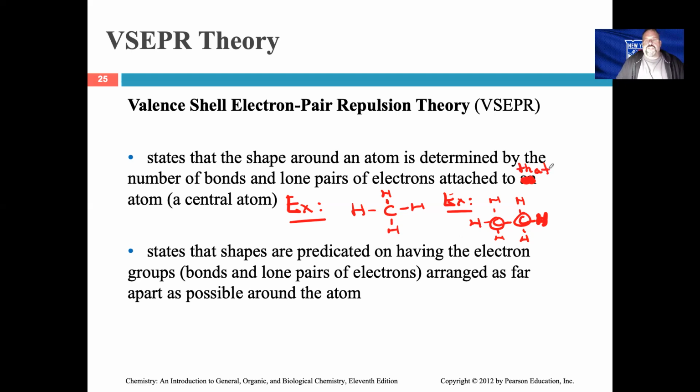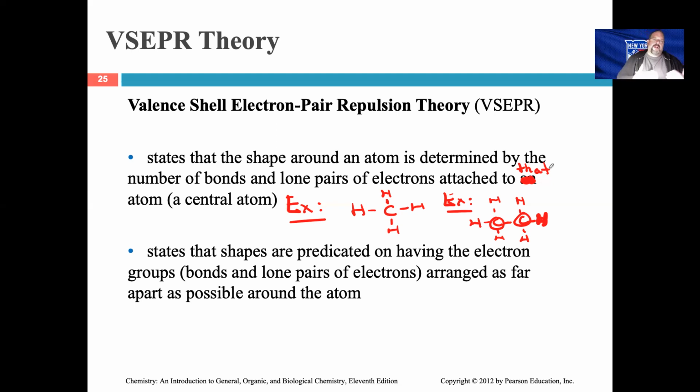Now, the shapes are predicated on having the electron groups, which are bonds and lone pairs of electrons, arranged as far apart as possible around the atom, to minimize what? Well, to minimize repulsion. Because if you think about opposite charges, we know that opposite charges attract. But what do we know about like charges? Like charges repel.